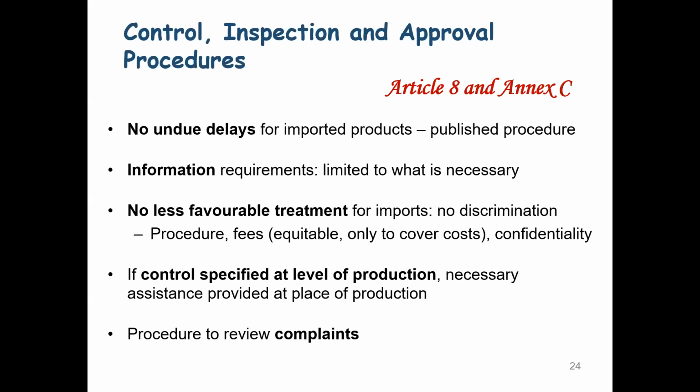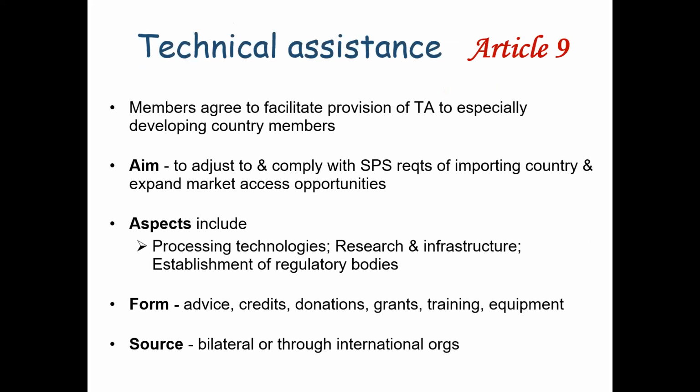The next clause talks about that if the control is specified at the level of production, which means control in the exporting country, then the exporting country has to provide assistance to allow the importing country to do the inspection or the checking. And there has to be a procedure for complaints. Okay, I think I need to go a little faster now.